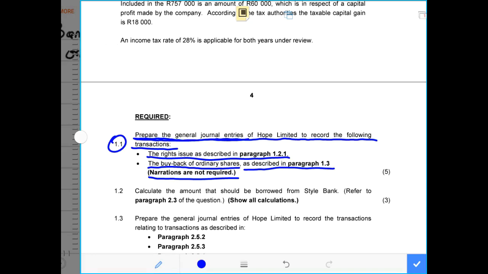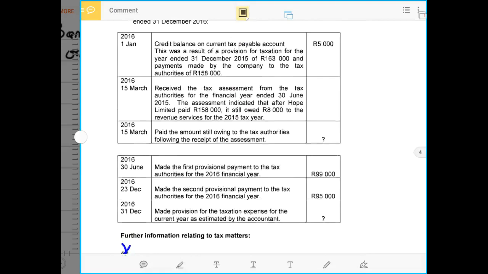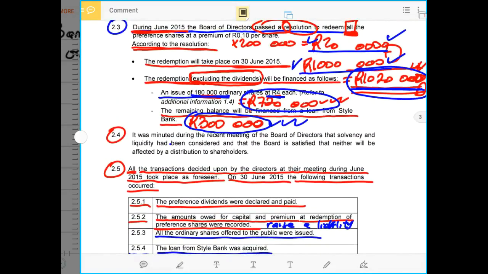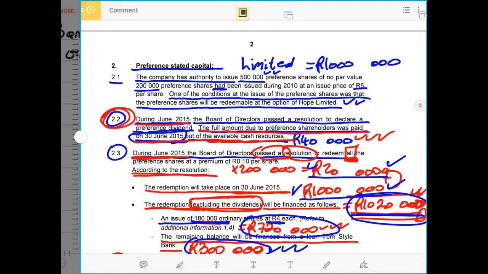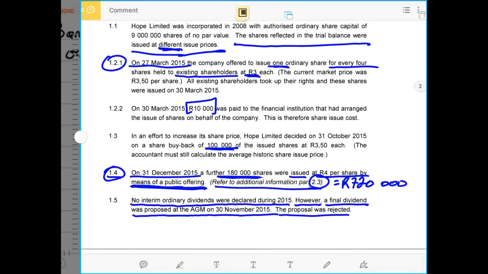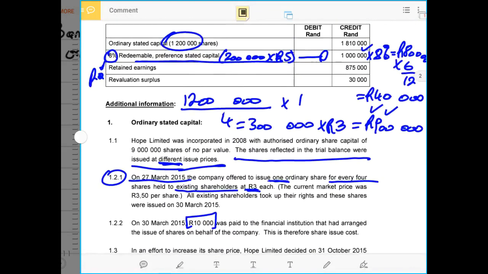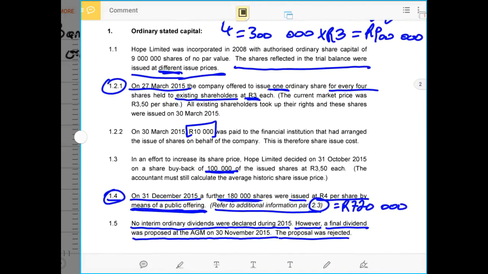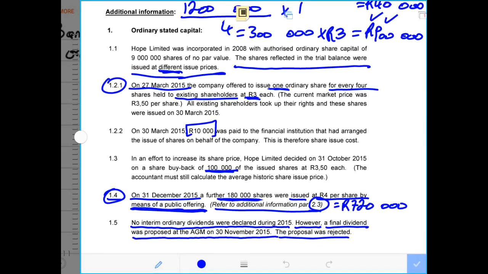So now we have to go and check our buyback. There was a buyback of ordinary shares, or a redemption, because a buyback is when you redeem something. Redemption is buying back something that previously used to be yours. So now there was a buyback under 1.3, and here is the buyback under 1.3.